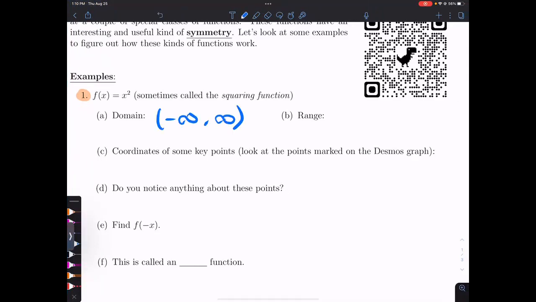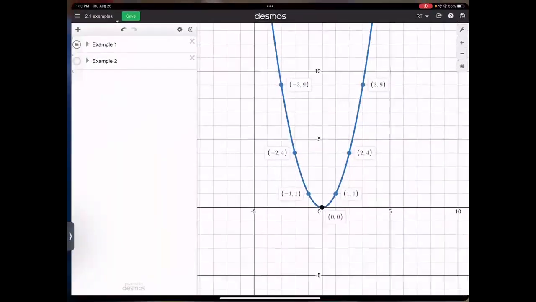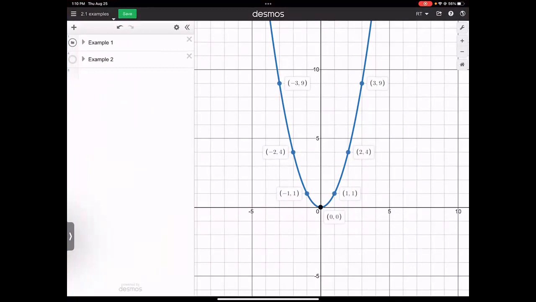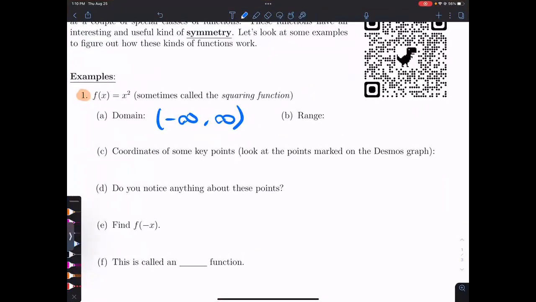Those are infinities. What about the range? Same idea, but the other way, right? We want the y values. So the lowest point on this thing is 0, and then from there it goes up, right, to infinity. Is it okay if we write all those numbers or do you want us to write it? Yeah, no, that would be fine. All real numbers would be fine too.